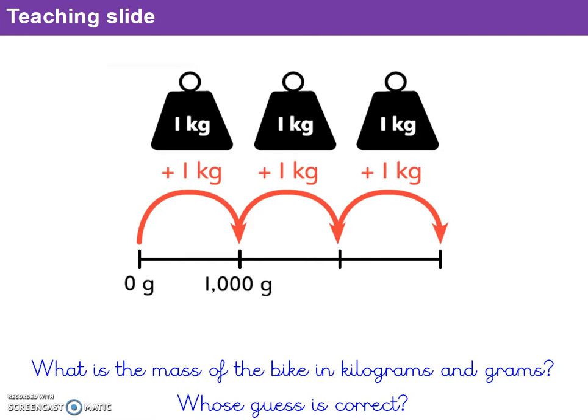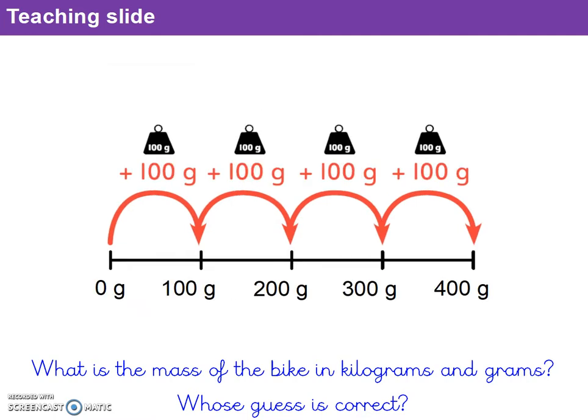So 0 kilograms, add on 1 kilogram, means I've got 1,000 grams. Add on another kilogram, another 1,000 grams, so 1,000 plus 1,000 to give me 2,000 grams, and then I'm going to add on my final kilogram, my final 1,000 grams, to give me 3,000 grams. And of course, remembering, I've already counted an additional 400 grams on top of those 3,000 grams.